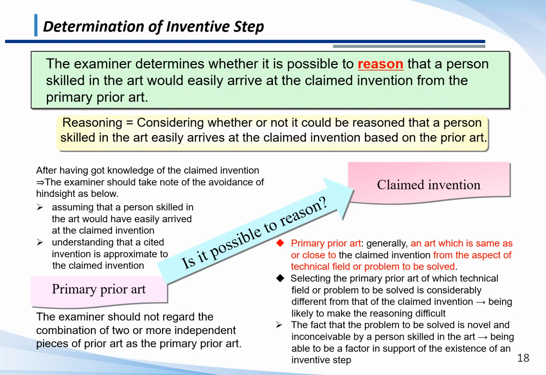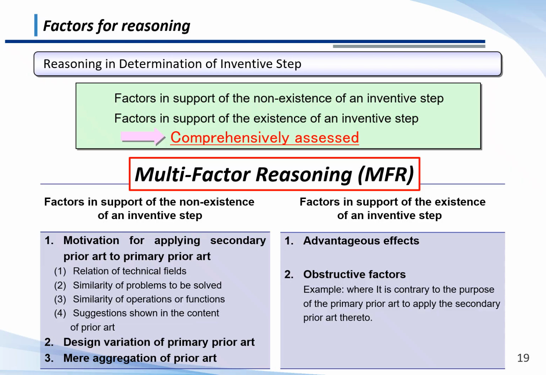The examiner determines whether the claimed invention involves an inventive step by considering whether or not it is possible to reason that a person skilled in the art would easily arrive at the claimed invention from the primary prior art. Whether or not a person skilled in the art would easily arrive at the claimed invention should be determined by comprehensively assessing various factors in support of the non-existence or existence of an inventive step. The examiner therefore attempts the reasoning by assessing these factors legally. The JPO refers to this method as MFR.